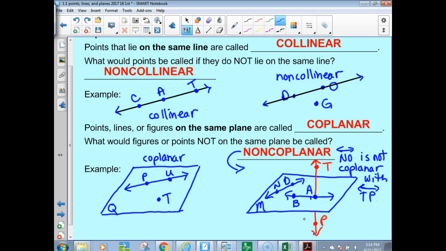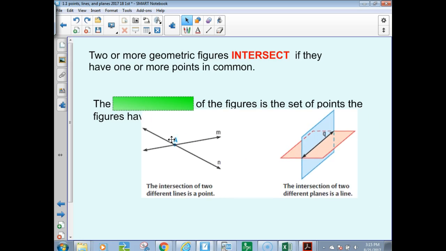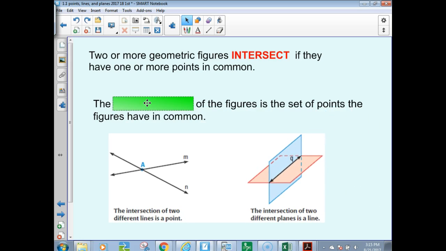If your picture isn't great, don't worry about it. Just understanding the concepts is what's going to matter, and I will have pictures drawn for you most of the time. Okay, we need to move on from that. So two or more geometric figures intersect if they have one or more points in common. And that's what I was talking about running into each other. In the intersection, if I get my pen to move, oh, I didn't want the whole picture. The intersection of the figures is the set of points that they have in common.